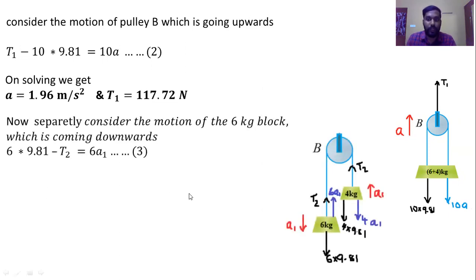But now we need to consider that what we considered, block B, is a single movable pulley with 6 plus 4 as a single unit, moving upwards. But we know that in this pulley itself, the 6 kg is coming downwards and 4 kg is going upwards. So this has two different separate accelerations. We need to find that too, only then can we find the net acceleration.